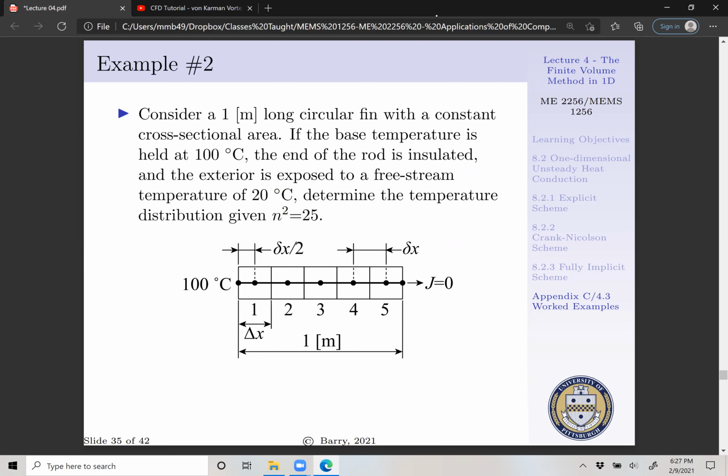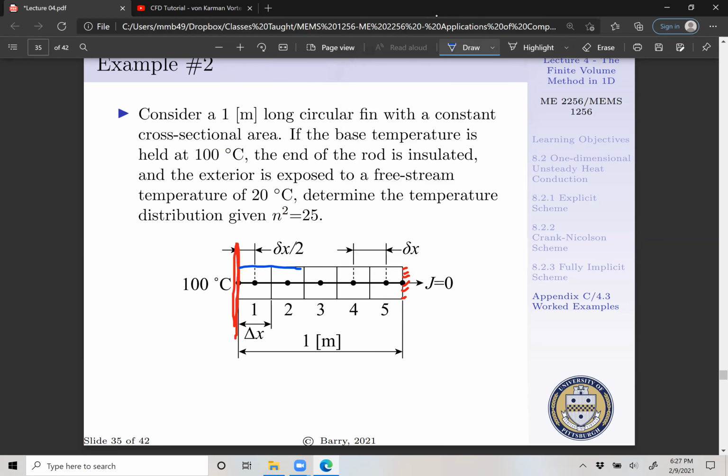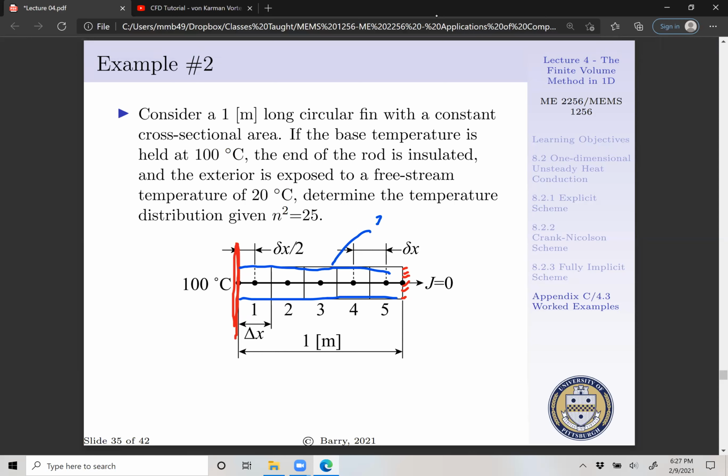Let's consider we have a fin. It's 1 meter long, so pretty substantial length. That we have a constant cross-sectional area. If the base of our fin is 100 degrees centigrade, the end of it is insulated, whereas the really exterior, the perimeter of this, is exposed to a free stream temperature of 20 degrees centigrade, and we're given n squared is equal to 25, we want to determine the temperature distribution within.